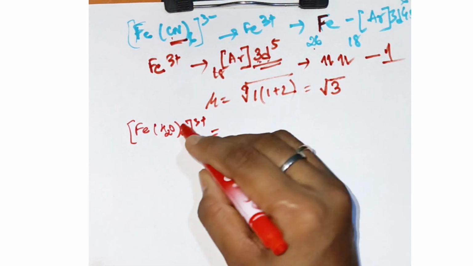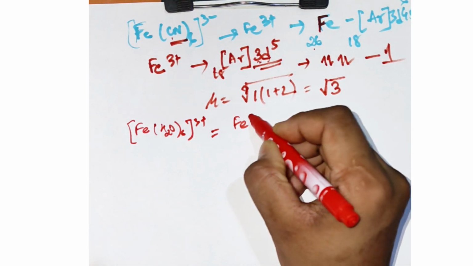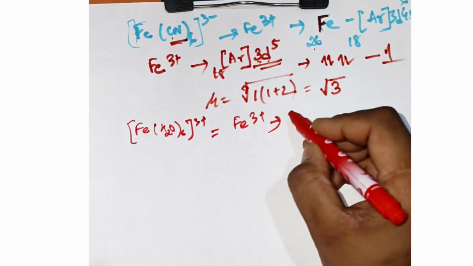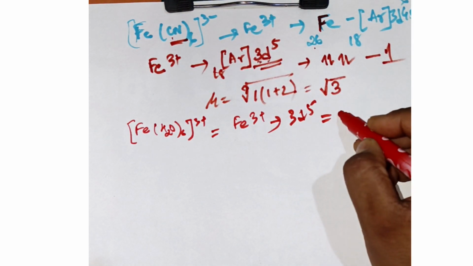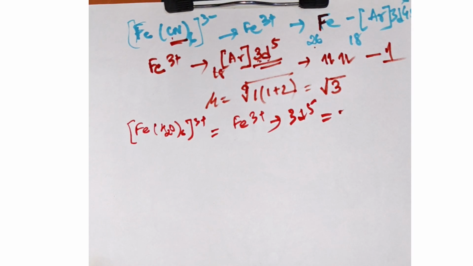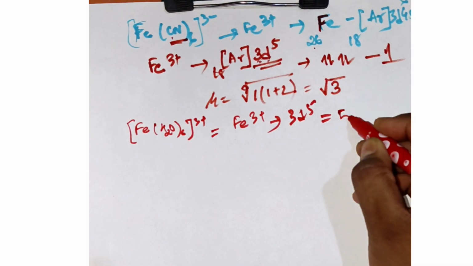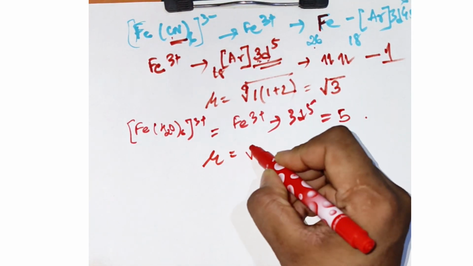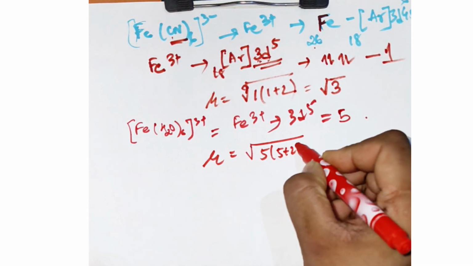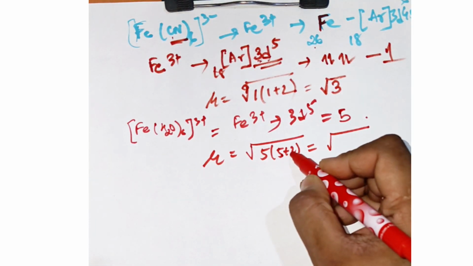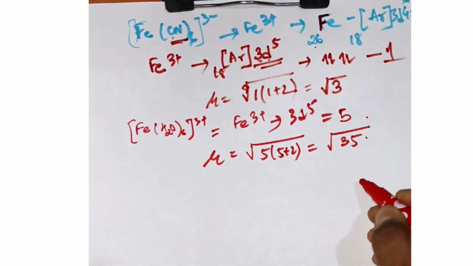Here, the ligand is a water molecule, so again Fe3+ means 3d5, and since it is a weak field ligand, how many unpaired electrons will be there? There will be 5 unpaired electrons only. So here the magnetic moment will be highest, that is 5 into 5 plus 2, which is under root 35.